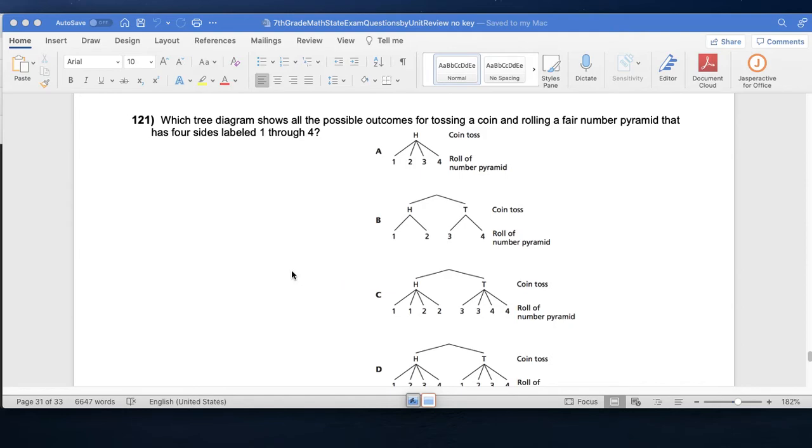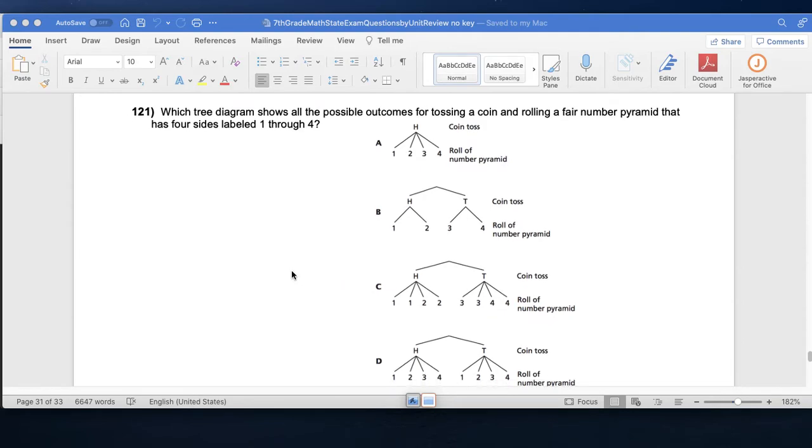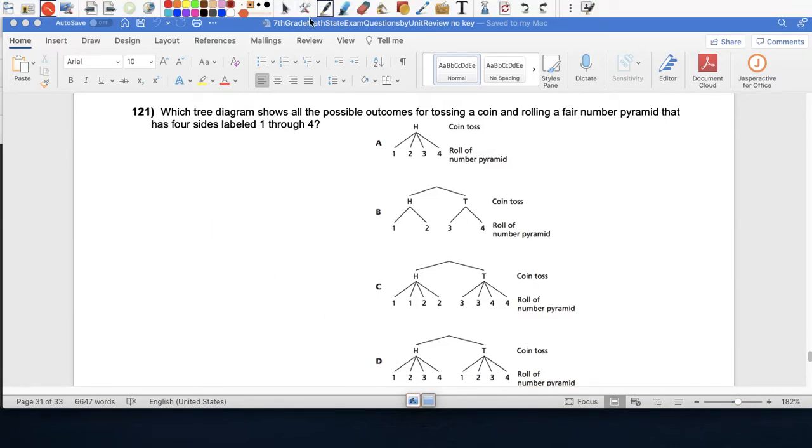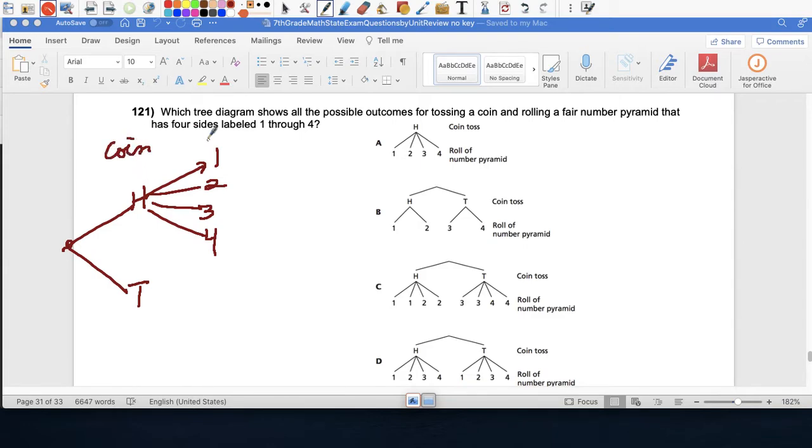121, which tree diagram shows all the possible outcomes for tossing a coin and rolling a fair number cube that has 4 sides labeled 1 to 4. So if you toss a coin, you can get heads or you can get tails. Let's talk about what happens when the coin lands on heads. It can be heads and 1, heads and 2, heads and 3, and heads and 4, right? This is the coin, and this is the die, or the 4-sided pyramid. So the result would be H1, H2, H3, or H4. That's what can come out.